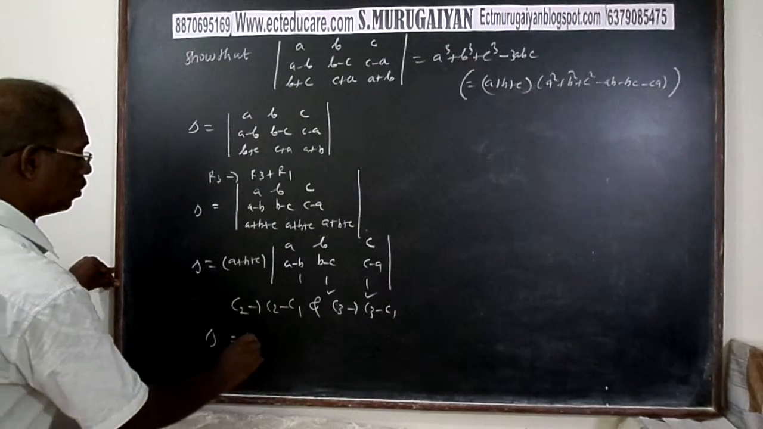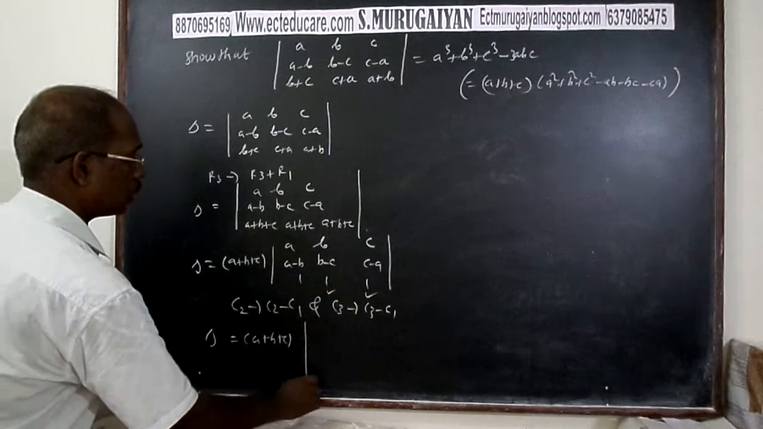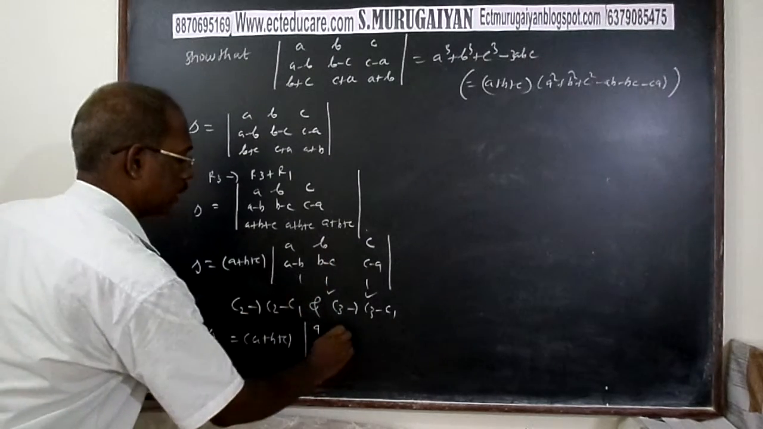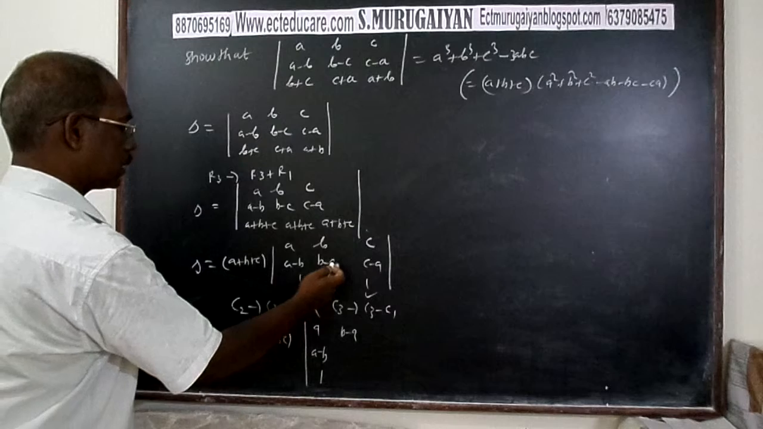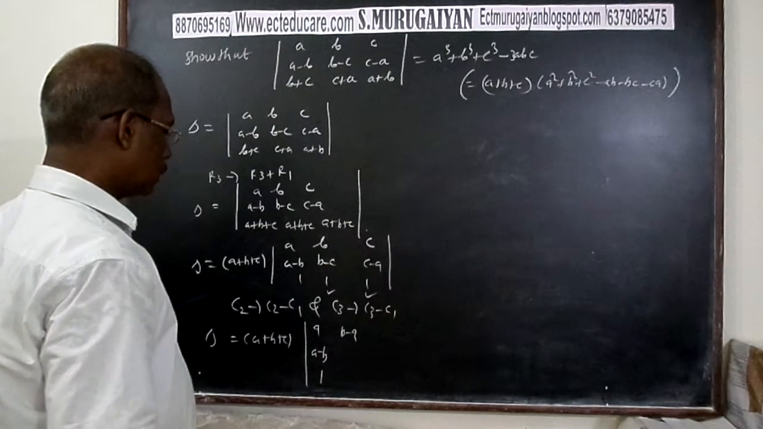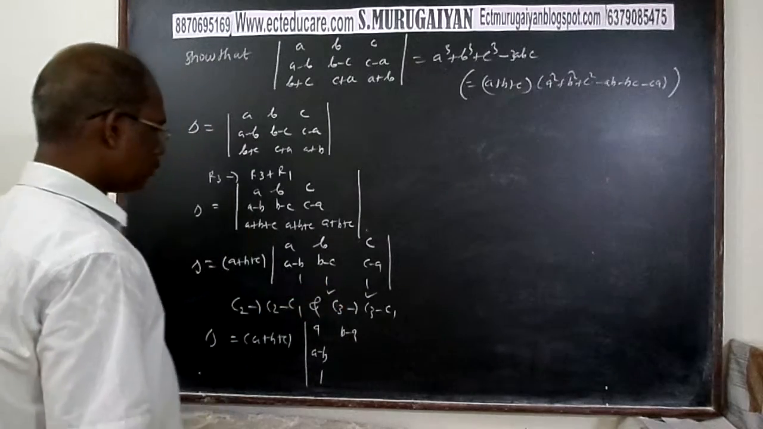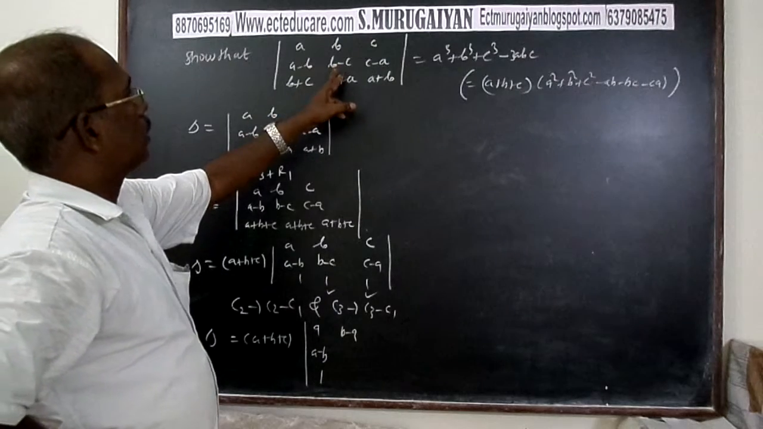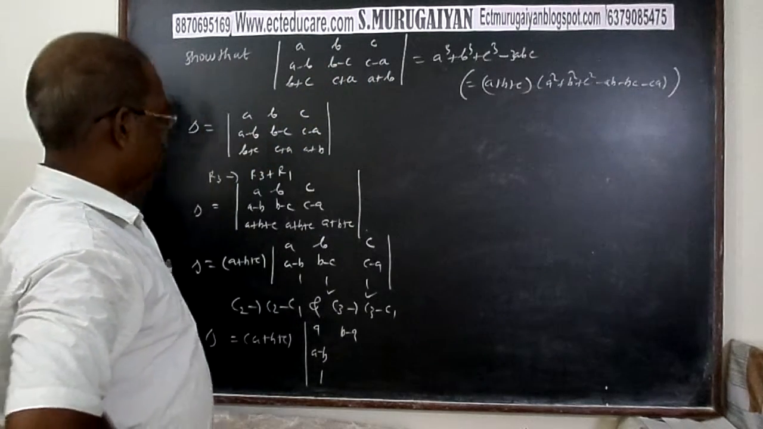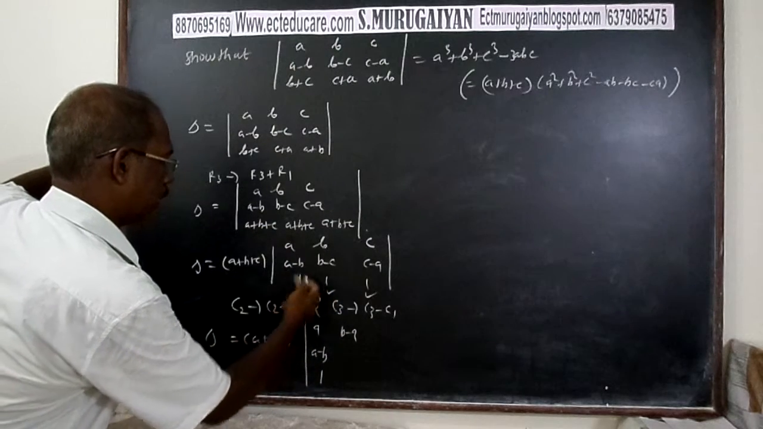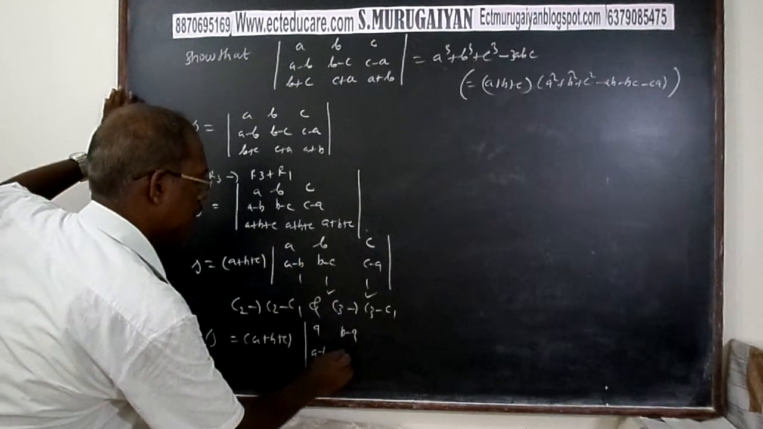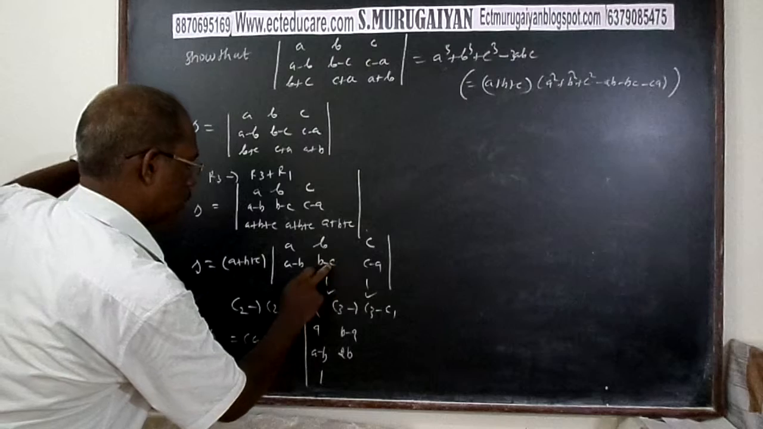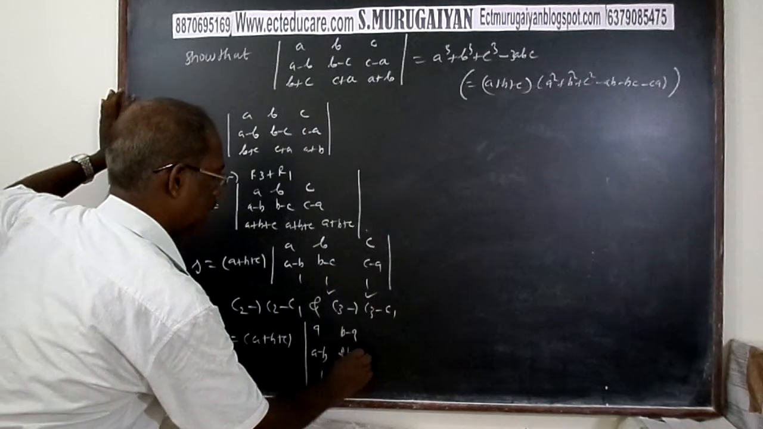Then delta equal to a plus b plus c times a, b minus a, and so on; a minus b, then b minus c minus this. Here, in a minus b, b minus c, c minus a, there is no common term. So b minus a, b minus b, 2b, and minus c, minus c.